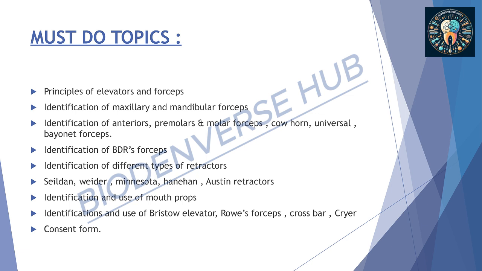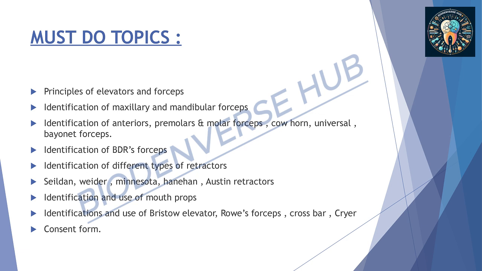After that, we have the identification of different types of retractors, and that is very much important. Almost every college has an instrument kit composed of different kinds of retractors. So you need to know the different kinds of retractors and their points of identification, their distinguishing features from each other, and their indications as well. That includes the Selden retractor, the Wheater's retractor, the Minnesota, the Hanahan, and the Austrian retractors.